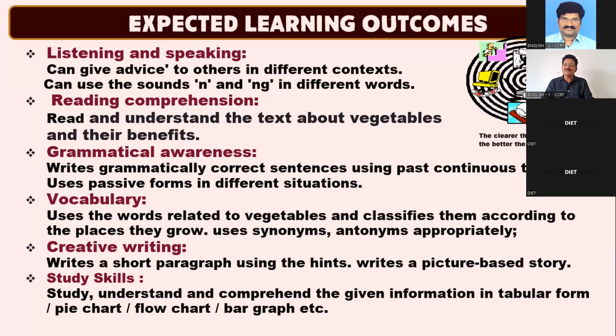Please focus on the idea clearly: what comes under listening and speaking, then reading comprehension, and in grammatical awareness, you can find the usage of past continuous tense. In the vocabulary area, children will be able to know the names of vegetables and their uses and benefits. And when it comes to creative writing, we'll focus on picture-based story, and then study skills and pie chart. These are the various learning outcomes we have to talk about.